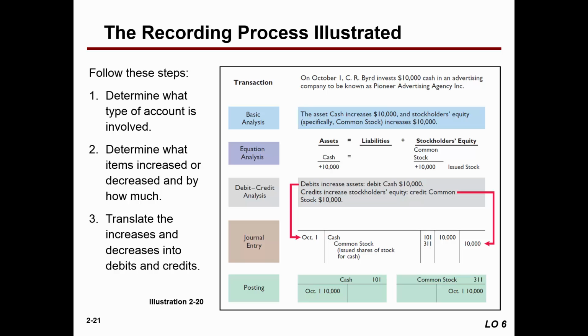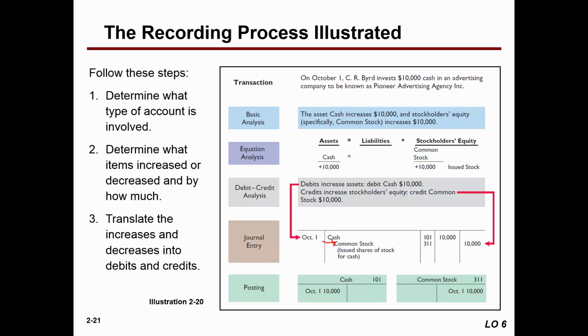So here's a transaction we've seen before. The owner investing cash into the business. And here's how we did it back in chapter 1. Recorded under the cash column increase and recorded under the common stock column increase. But now here in chapter 2, instead of doing this, we go to the general journal, write in the date, write in the first line the account being debited and the amount of the debit. Next line we indent, write in the account being credited and the amount of the credit.